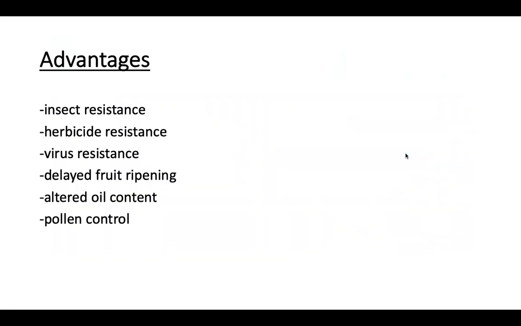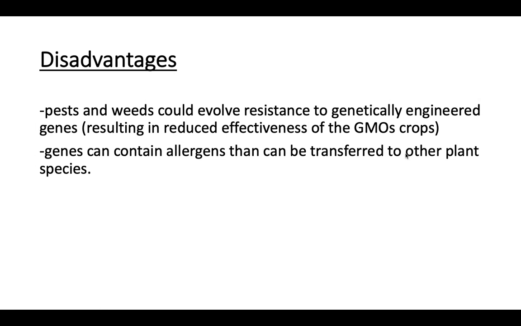So some advantages of genetically modified organisms: you've got insect resistance, herbicide resistance, so you can use stronger weed killers without killing your plants. Virus resistance, delayed fruit ripening, altered oil content, and pollen control. Some of the disadvantages are going to be things like pests and weeds that could evolve resistance to the genetically engineered genes. So this would result in the GMOs not being quite as effective as they would have been previously. And those genes could also contain allergens that could be transferred to other plant species.